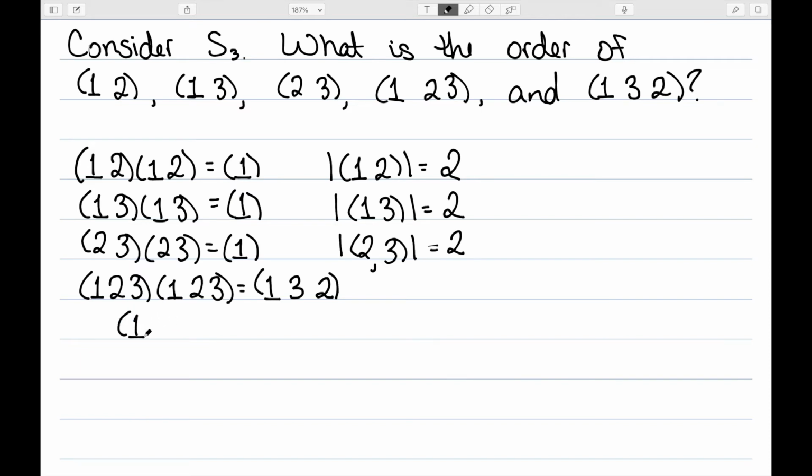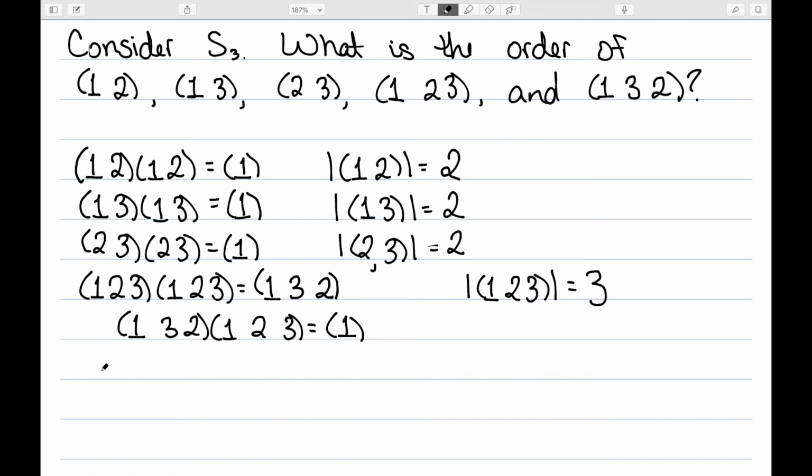If I then multiply that by (1 2 3), so essentially cubing my element (1 2 3), this time 1 maps to 2 and 2 maps to 1, so 1 maps to 1. 2 maps to 3 and 3 maps to 2, so 2 maps to 2. And 3 maps to 1 and 1 maps to 3, so 3 maps to 3. So this time, in order to get back to the identity, I had to multiply this element by itself 3 times. So the order of the element (1 2 3) is 3. Finally, let's look at (1 3 2).